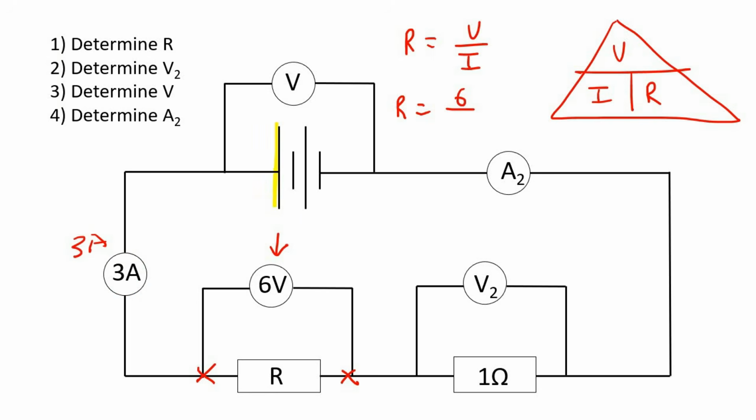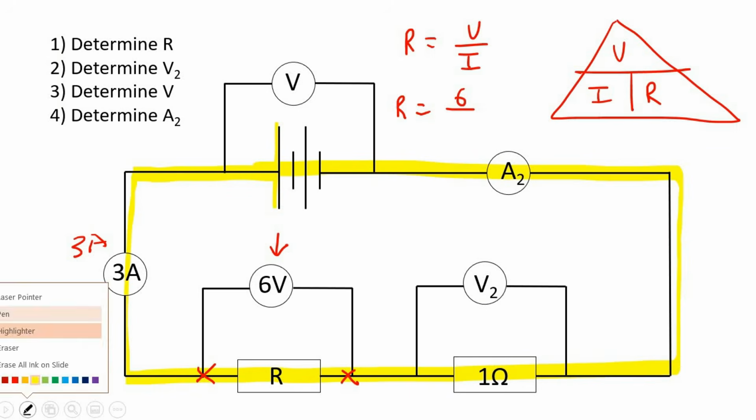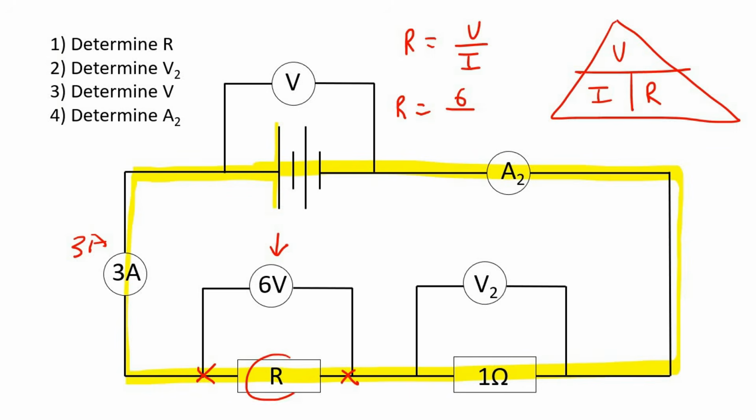Now because this circuit is in series, have a look here, see that it's in series? Well, what that means is that the current going through this resistor is also 3 amps. So we have the current. And so then if we had to go work this out, you're going to end up with 2 ohms. Remember, that is the unit of resistance.